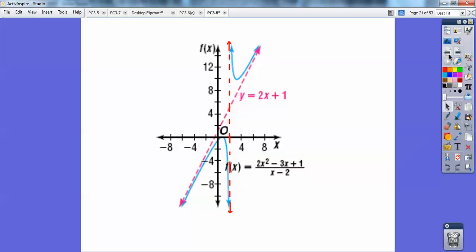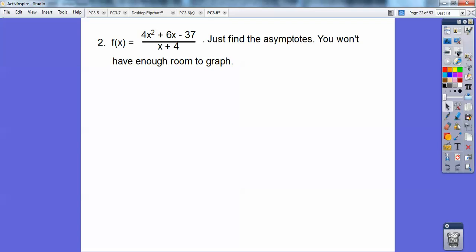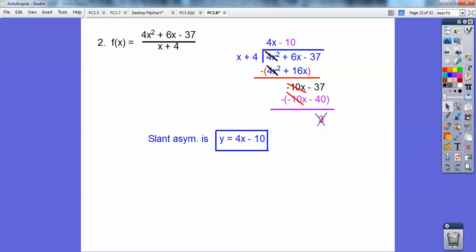So we did that ourselves. Okay, so this one right here, we're not going to have enough room for this one, although I'll kind of show you. Notice how the degree on top is x squared, the degree on bottom is x, so this is the long division. Remember, I have a vertical asymptote at x equals negative 4. So I'm going to go ahead and long divide.